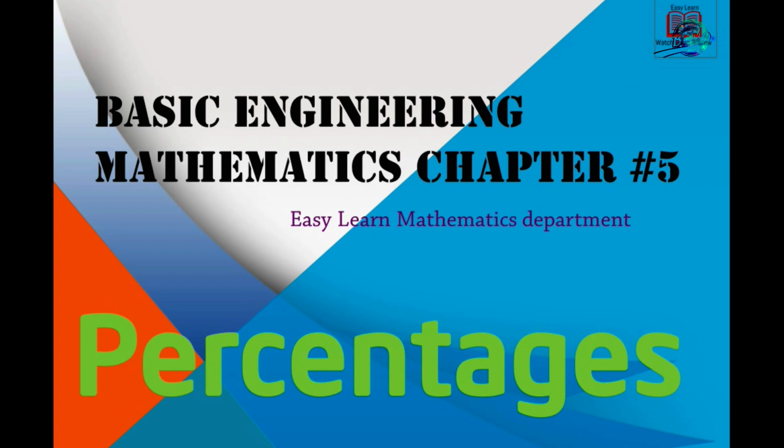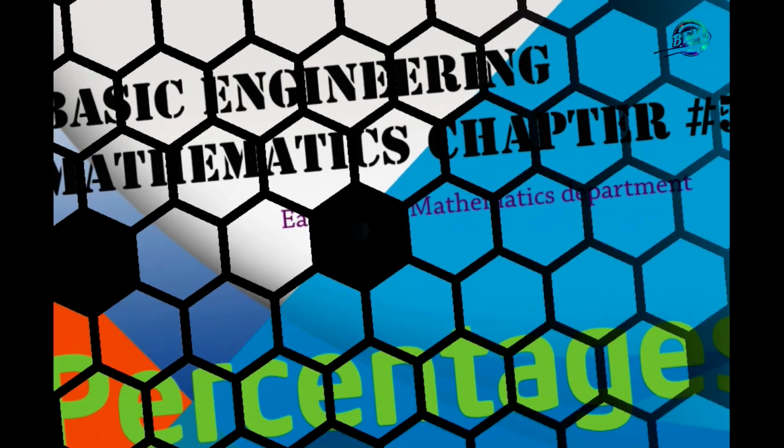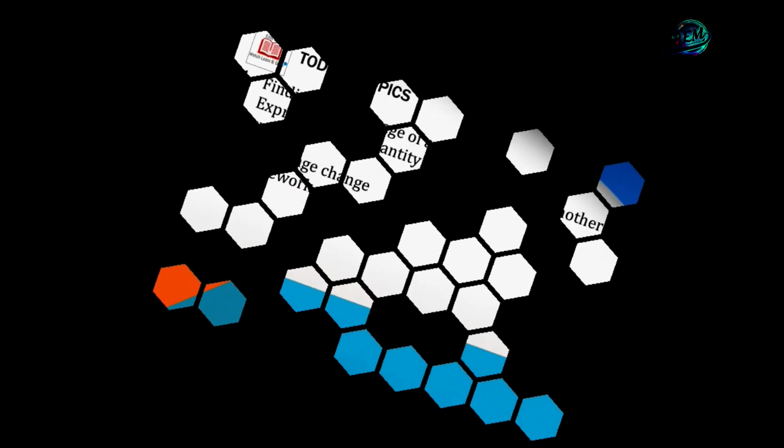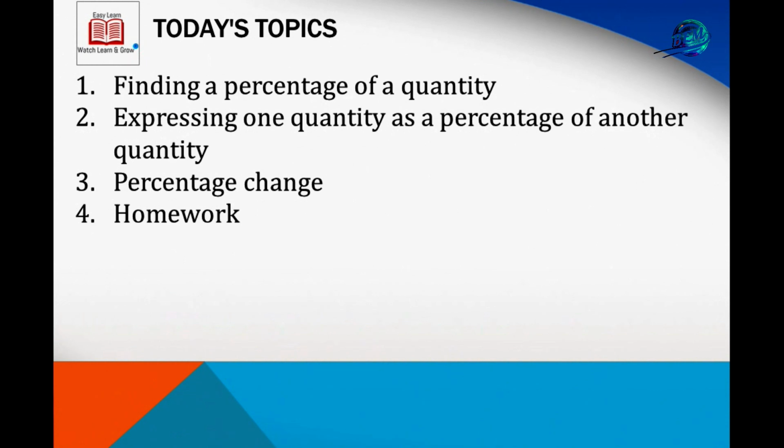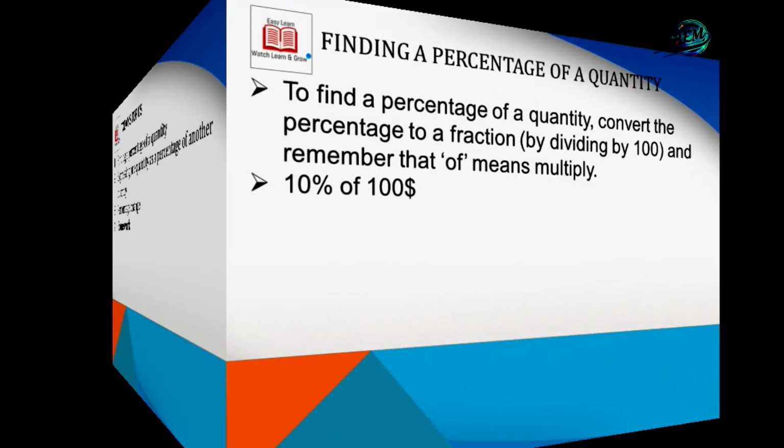The name of chapter number 5 we are discussing is the math of percentages, and we had already discussed episode number 1. This is episode number 2. Let's talk about the topics we are going to discuss in this episode. I selected 3 topics. First, finding a percentage of a quantity. Second, expressing one quantity as a percentage of another quantity. And third, the percentage change. These are the 3 very important topics I will explain one by one.